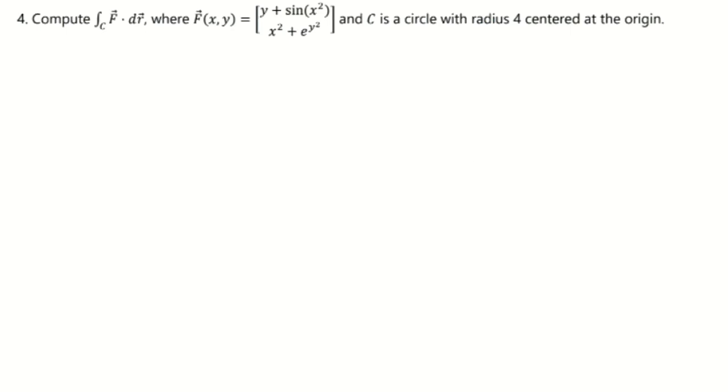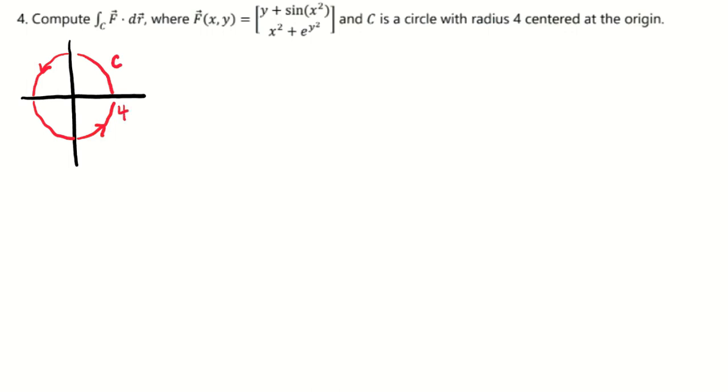All right, here's one that'll maybe work out a little better. We're going to compute the integral of F dot dr. F is that vector field, and C is a circle with radius 4 centered at the origin. I assume we're talking about a counterclockwise orientation. Okay, so I'm going to draw a curve C. All right, and that's got radius 4.